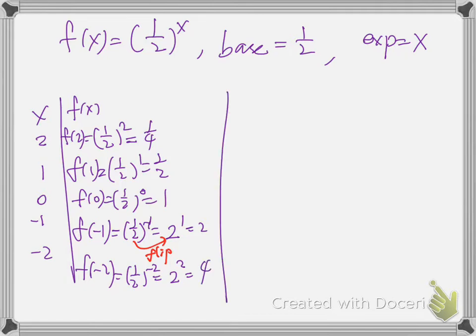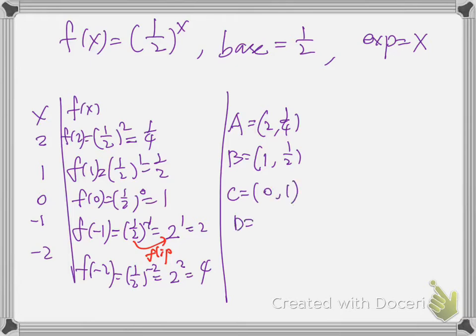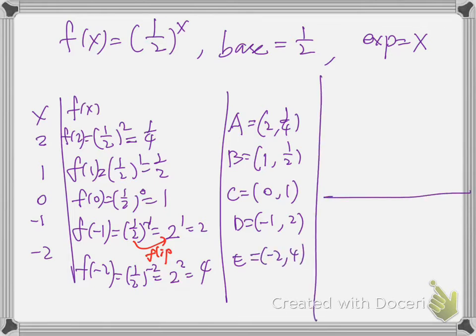So we got 5 new points. For this one, A is 2, 1 over 4. B is 1, 1 over 2. C is 0, 1. D is -1, 2. And E is -2, 4. Now let's plot A, B, C, D, E.